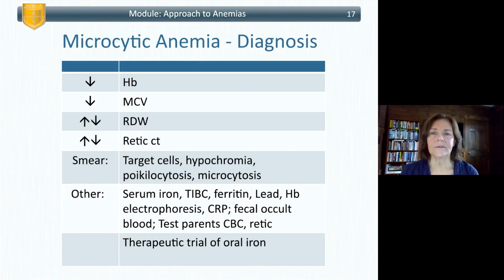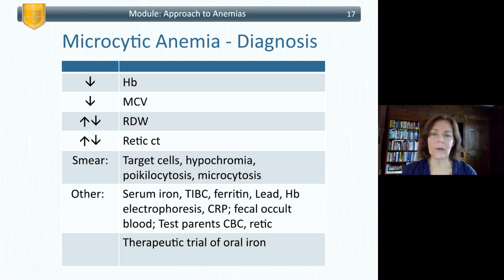So to decide what the diagnosis is, you're always going to see a low hemoglobin, a low MCV. The RDW may be high or low in microcytic anemias. The retic count may be high or low in microcytic anemias. When you check your smear, maybe you'll see target cells, as you would see in the thalassemia traits. If you see hypochromasia, you might see that with iron deficiency. Poikilocytosis can be seen with anemia of inflammation or iron deficiency, or even a red cell membrane disorder. And microcytosis is the definition of a low MCV.